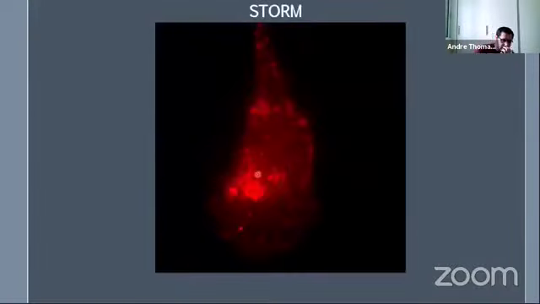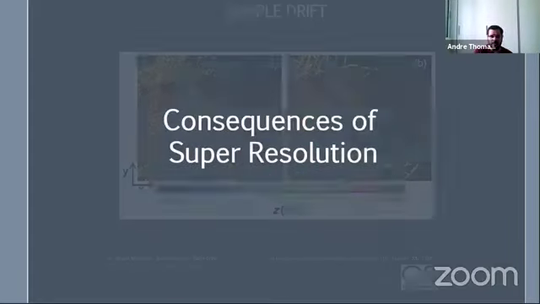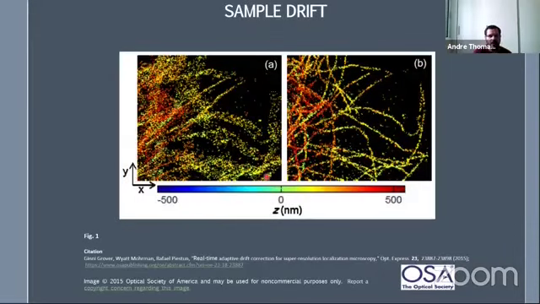Why am I showing you this? Because you can see that it takes a very, very long time to get a good image, and there's a consequence of this: drift. The sample is moving while you are acquiring your image. Here is an incorrect image and here is a corrected image. You can see these fibers are stretched in this direction because the sample moved during the experiment, and we need to correct this.